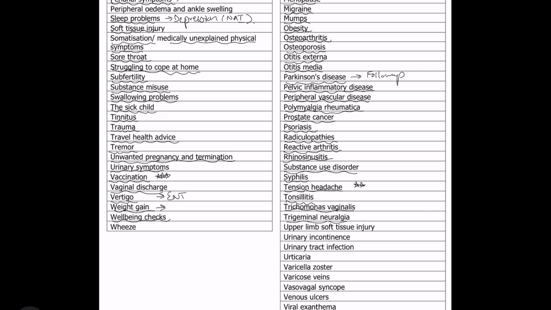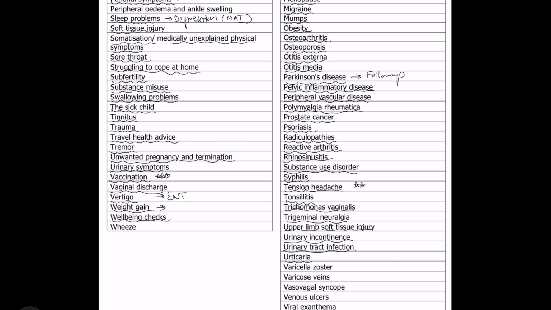Trichomonas vaginalis, we have talked about it. Trigeminal neuralgia, this is the pain on the face. The trigeminal nerve is inflamed, and it is due to the antibodies of the body being affected.